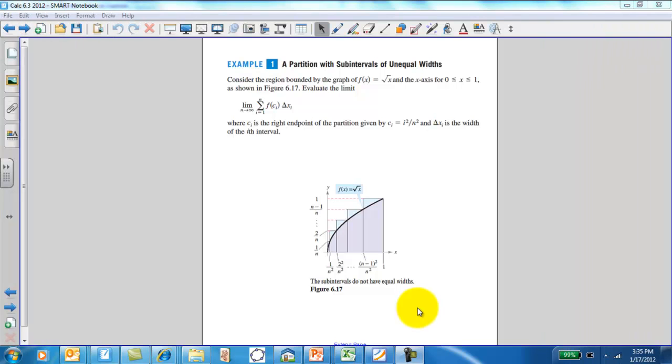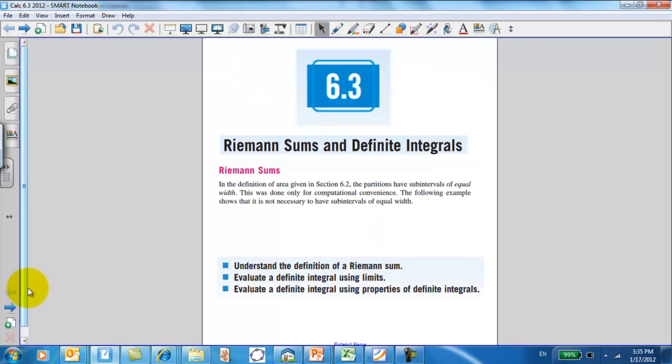Hello calculus students, here we are with section 6.3, Riemann sums and definite integrals. Now notice I skipped section 6.2, which is a discussion of how you can use limits to find the area under the curve. And the Riemann sum is a continuation of that.